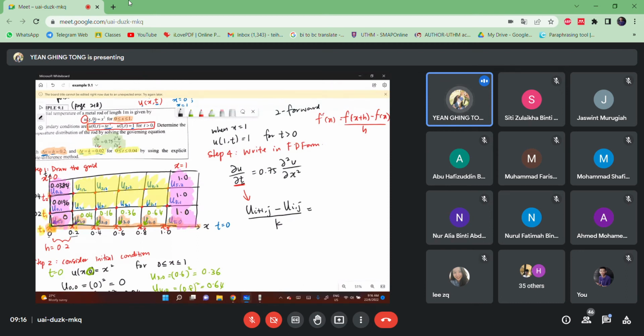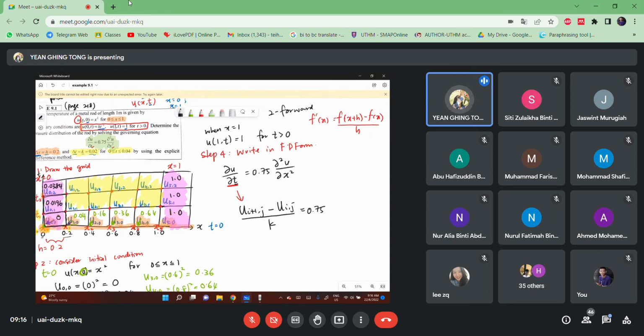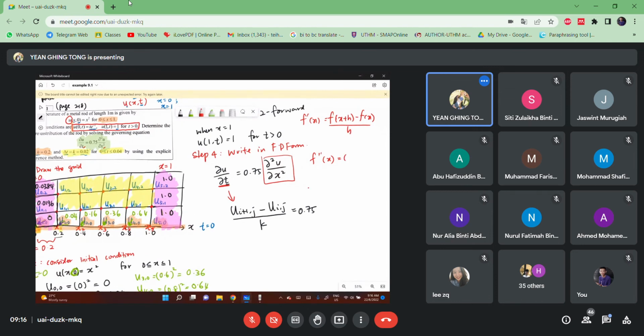So now we have to change this one in the finite difference form, and then 0.75. So this one also we will change to finite difference form, and we will use the 3-point center. For second derivative we have 3-point center and 5-point center. So we use the 3-point center. Kalau 3-point center, I bring to the right side.